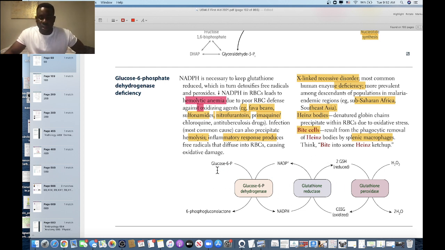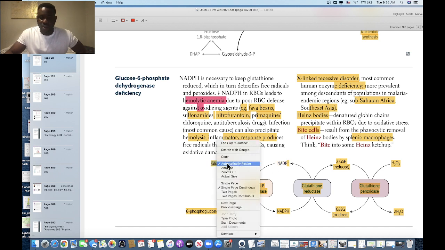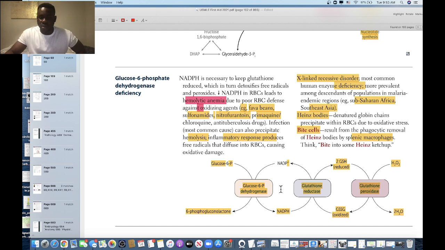So now glucose 6-phosphate, sorry, I don't know why all of them are highlighted. Okay, now let's continue.